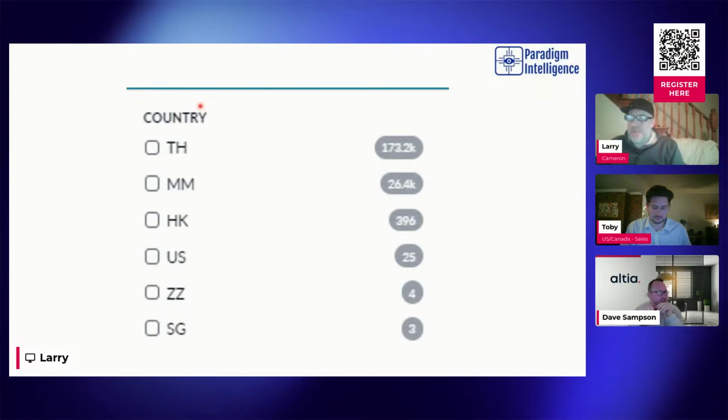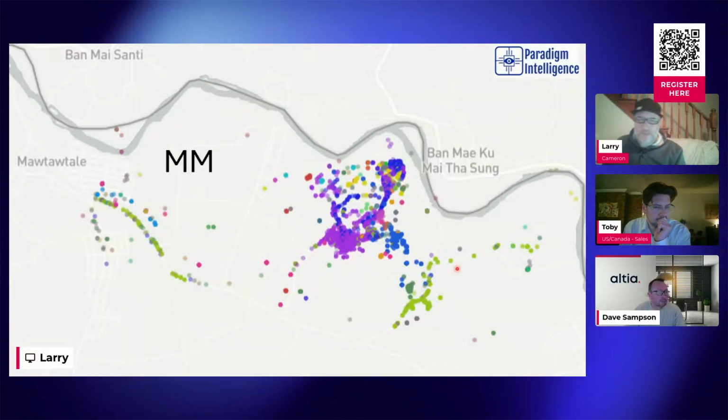Country data. IP addresses are usually assigned to the country. Thailand, we had 172,000 hits. Myanmar, 26,000. Now, most of the geofence was in Myanmar, so this was kind of a red flag here.